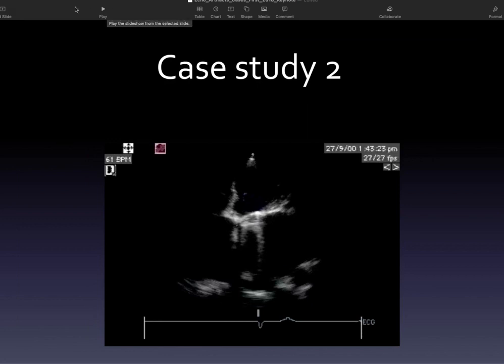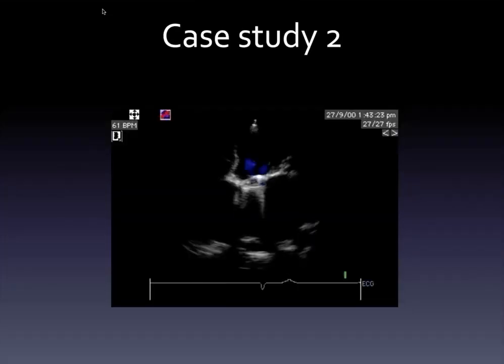Let me see if I can go to the next slide. Okay, how about now? Can you see it better or no?